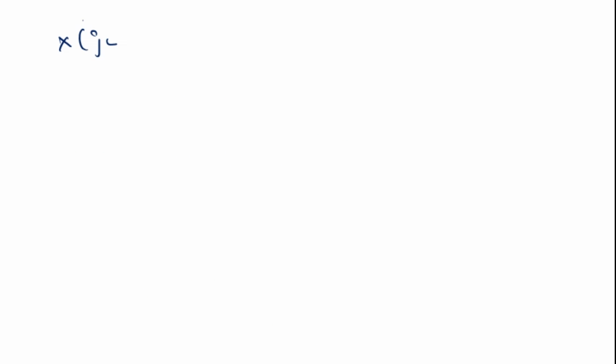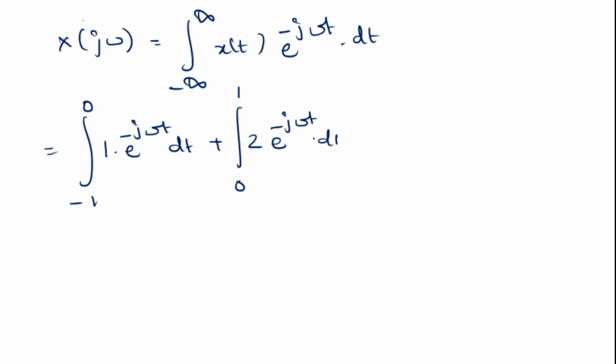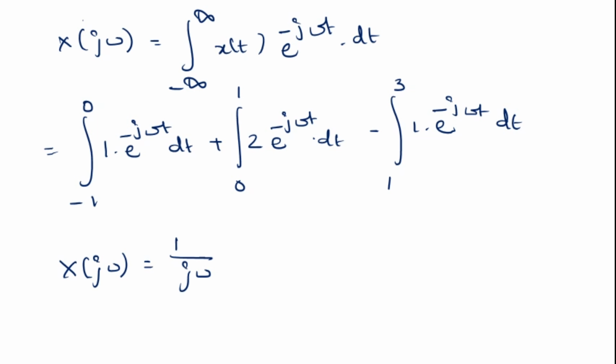And we know that X of j omega is equal to integration minus infinity to infinity x of t into e power minus j omega t into dt, which is equal to first integration minus 1 to 0, 1 into e power minus j omega t into dt plus integration 0 to 1, 2 into e power minus j omega t into dt minus integration 1 to 3, 1 into e power minus j omega t into dt, or X of j omega is equal to 1 divided by j omega into (1 plus e power j omega minus 3 into e power minus j omega plus e power minus j 3 omega).